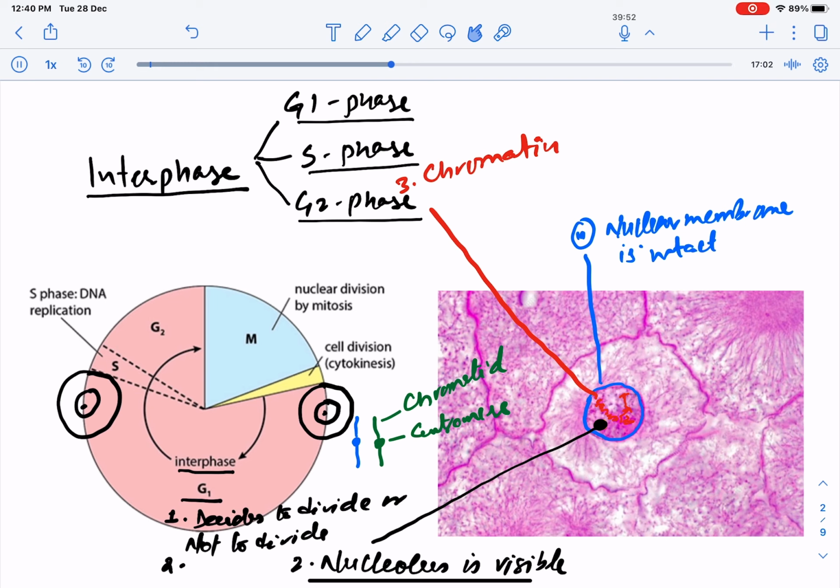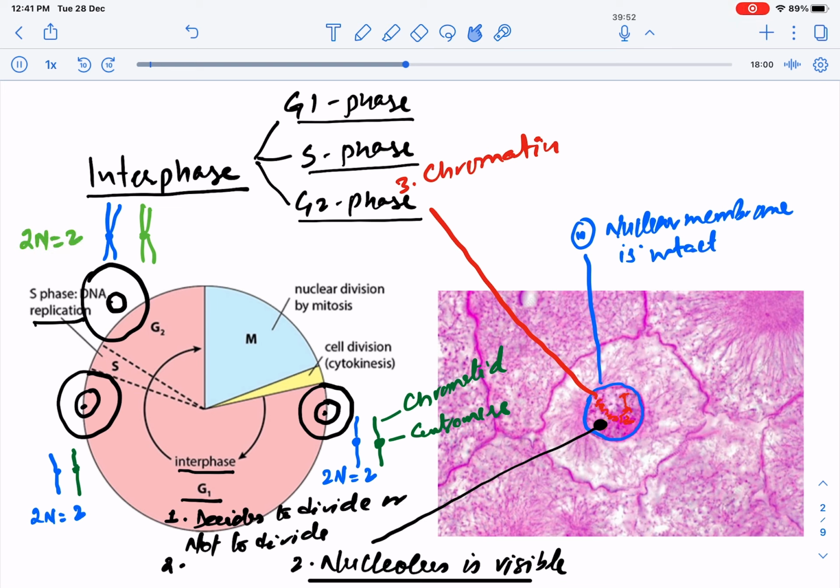At the end of the G1 phase, there would be no change in this DNA or in chromosomes. So there would be just two chromosomes at the beginning of G1 phase and at the end of G1 phase. However, at the end of an S phase, the cell will have DNA replicated or DNA duplicated. So this cell will have chromosomes now with two chromatids each. These chromatids are identical and are known as sister chromatids. Still, chromosome number is two, but DNA has been duplicated at the end of this S phase.